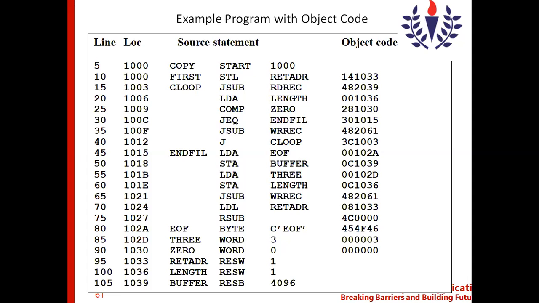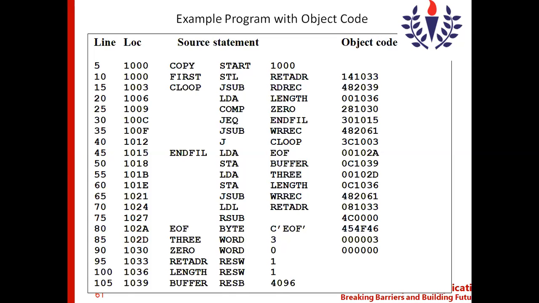And as you know, this is an SIC program. In an SIC program, the instruction format takes 24 bits, that is nothing but 3 bytes. So each and every instruction will occupy 3 bytes. Since line number 10 follows the instruction format, it occupies 3 bytes. The starting address of this instruction is 1000 and it occupies 3 bytes. So 1000 plus 3, 1003, is the address of the next instruction.